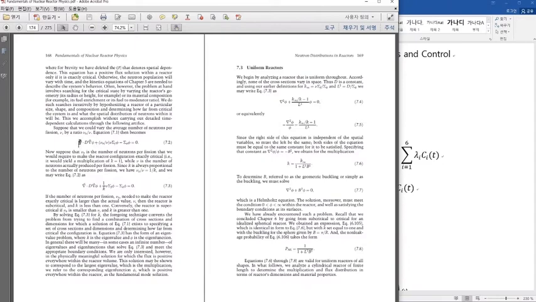The first term is the diffusion term, so for a very tiny volume, usually denoted as dV, this would be the number of neutrons leaking out of that volume. This term usually includes leaking out, or it may also indicate the number of neutrons.